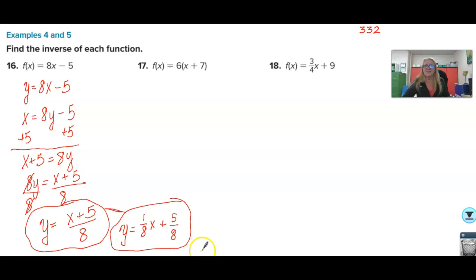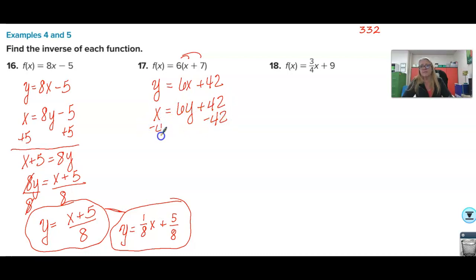Ooh, look at number 17. Well, what do we have here? Let's change the f of x to a y, and let's distribute. Now we have 6x plus 42. Now it's boring. Now it looks just like the first one. All right. We got to swap out our x and our y. It's 42. We got to subtract 42 from both sides. Gives me x minus 42 equals 6y.